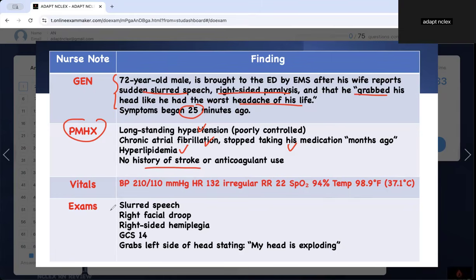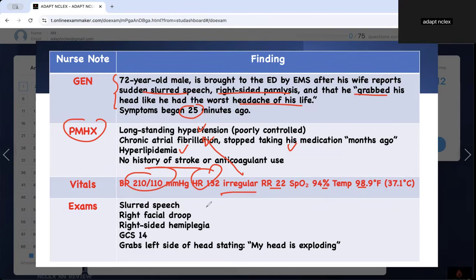Then look at the vitals, find the abnormal ones, and circle them. Blood pressure, too high, 210/110, right? His heart rate is also high, but what? Irregular. Why? Because he has AFib. Respiratory rate of 22, SAT is 94, temperature is fine.